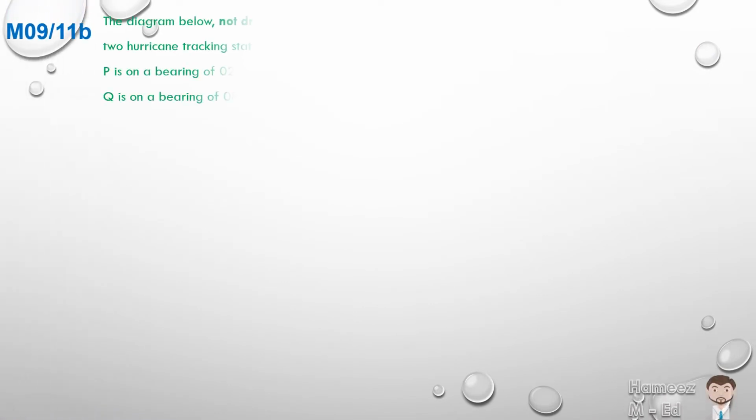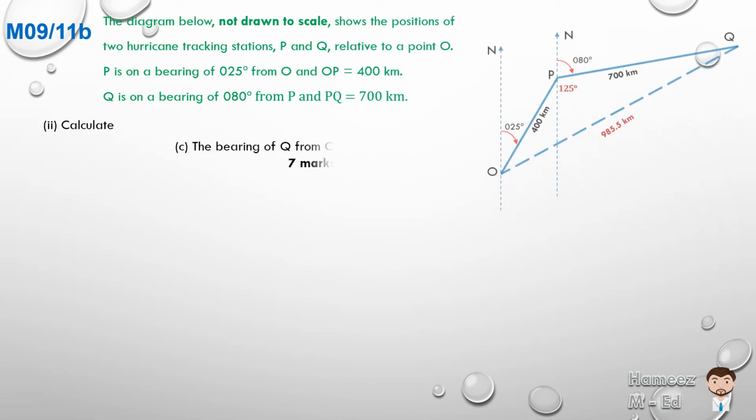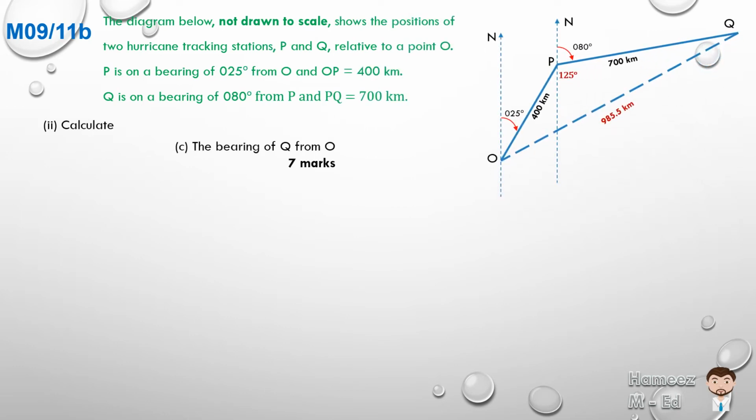Part C of the question, calculate the bearing of Q from O. So let's bring that up as a purple arrow, and of course the bearing means that we're standing at O, facing north, and we're turning in a clockwise direction. That's what the purple arrow indicates until we face Q. So they want us to actually give them the entire angle NOQ.